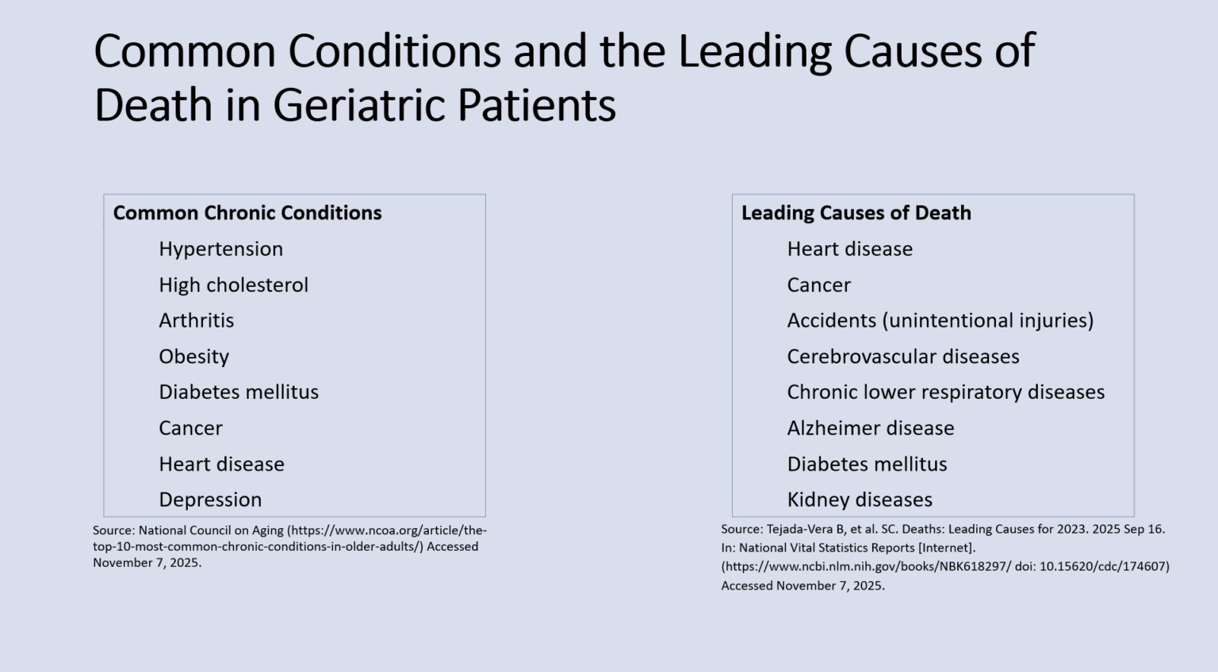The table on the left lists the top 8 most common chronic conditions in older adults as ranked by the National Council on Aging. The table on the right lists the leading causes of death for the year 2023 in adults aged 65 and older. This set of stats comes from the National Vital Statistics Report. Please pause the video here to review the information.